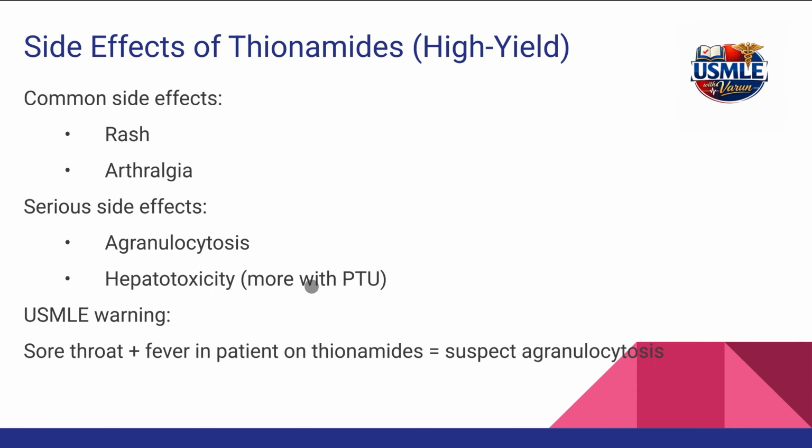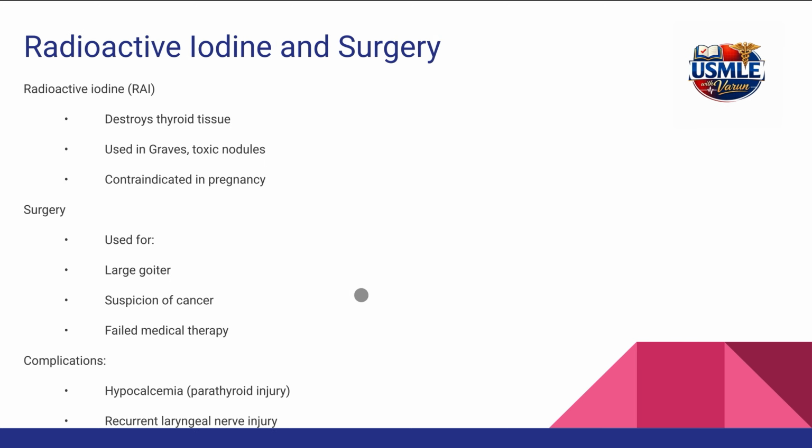The big dangerous side effect of thionamides is agranulocytosis. So fever and sore throat in these patients is an emergency. Whenever there is fever and sore throat in patients on thionamides, we have to suspect agranulocytosis, and this is a medical emergency. Common side effects include rash and arthralgia. The serious side effects include agranulocytosis and hepatotoxicity, which is more common with propylthiouracil.